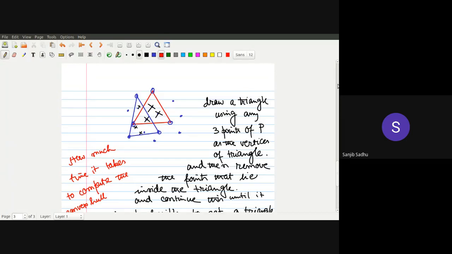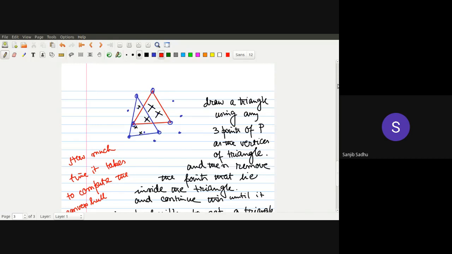You are given n points. How many different possible triangles are there? You know mathematics: nC3. nC3 means n into n minus 1 into n minus 2 by 6. So nC3 multiplied by linear time n, because there are n minus 3 points except that. So what will be the total time complexity? Big O of n to the power 4. Clear?